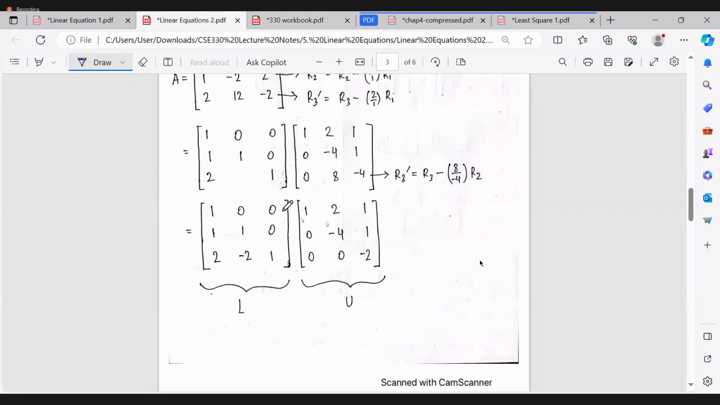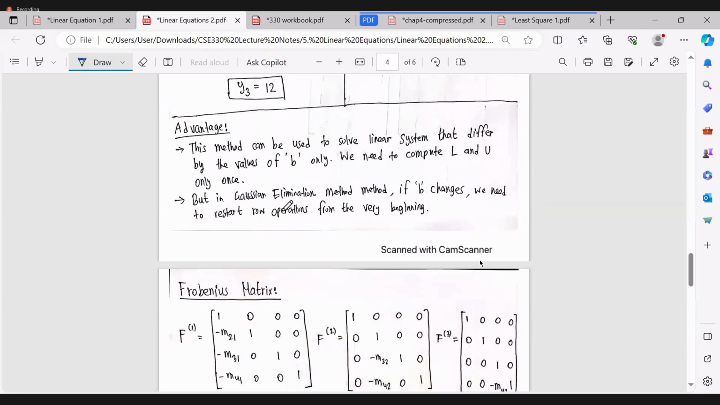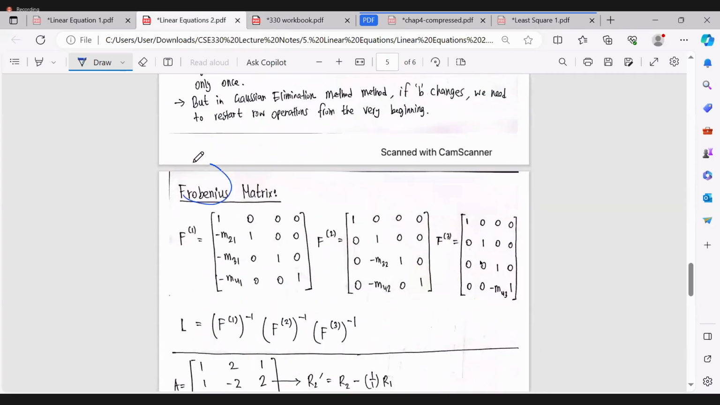There is another way of finding LU, which is Frobenius matrix. So if your question says that you need to find out L using Frobenius matrix, then you need to do it that way. ঠিক আছে?